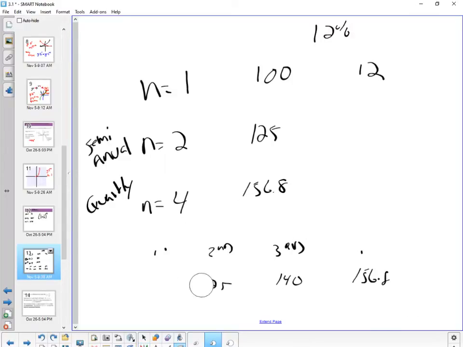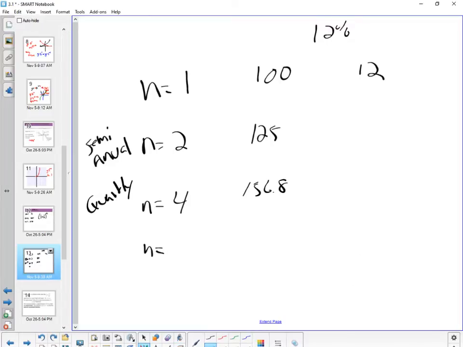Let me erase this. If, let's say, I didn't go from quarters, now I went to monthly. Am I going to pay more? Yes. I'm going to pay more, right? What if I went to monthly? So this would be 12 times, right? What if I said weekly? Would I be paying more interest? Yes. A lot more? Yes.